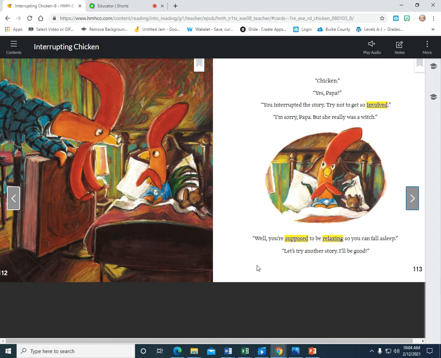Now stop for a minute and just look at their faces. Can you look at their faces and tell how they're feeling? Looks like Papa Chicken's getting a little angry, doesn't it? He sure doesn't look happy.